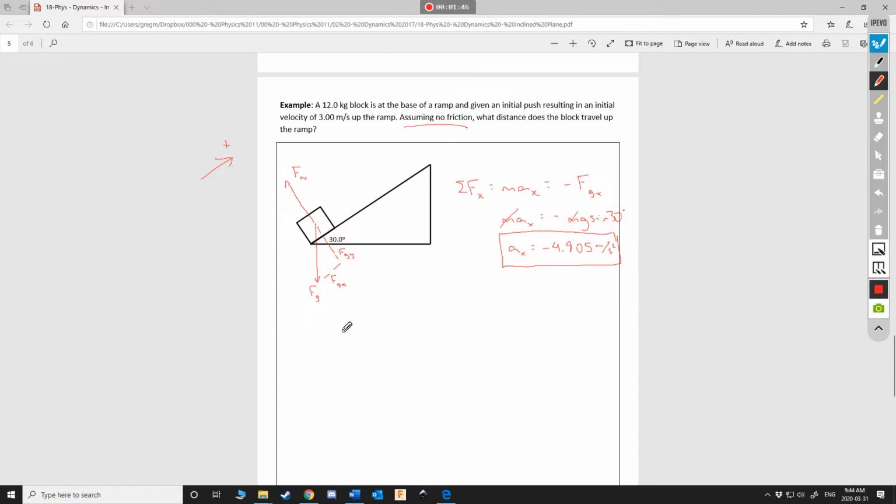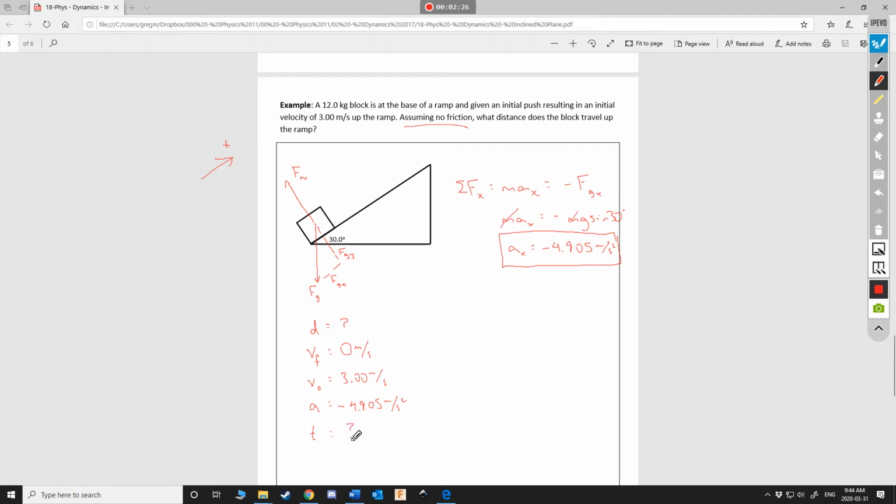We say, okay, if we think back, we have d, the displacement up the ramp. Don't know that. There's some final velocity, there's some initial velocity, there's some acceleration, and there's some time. V final, it's going to eventually reach 0 meters per second. V initial is 3.00 meters per second up the ramp. Acceleration is negative 4.905 meters per second squared, and t is unknown.